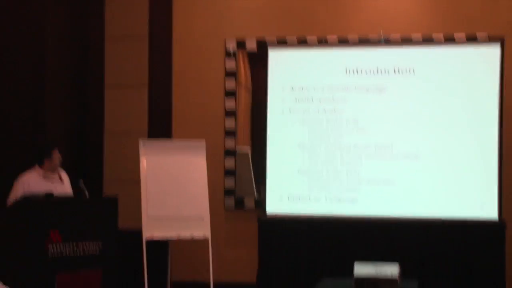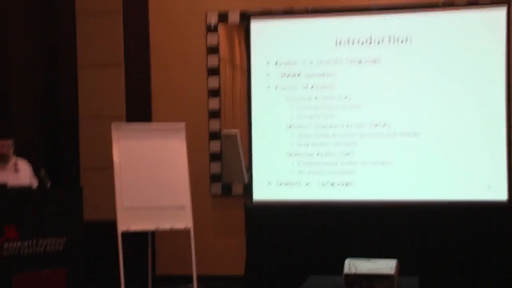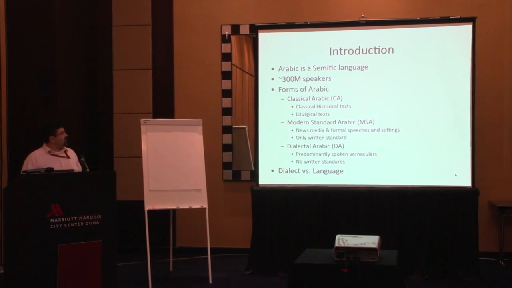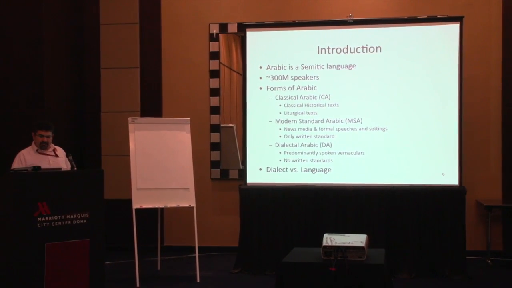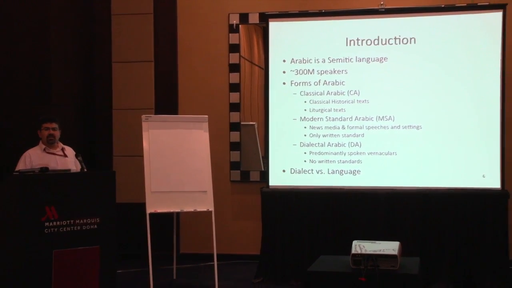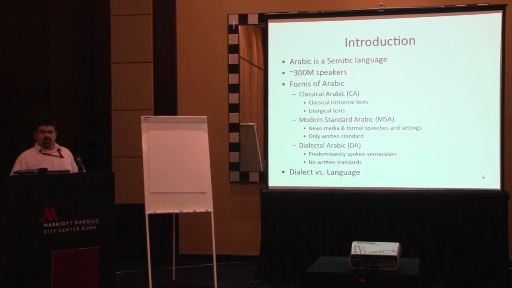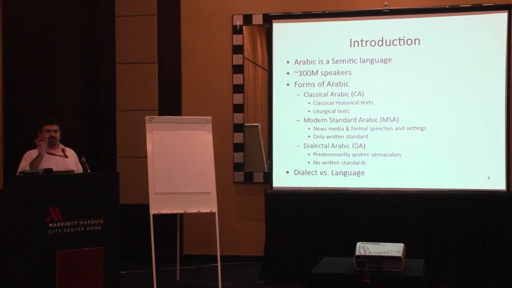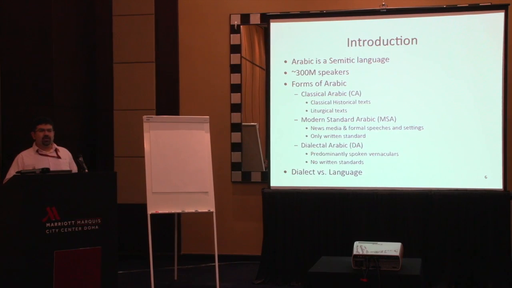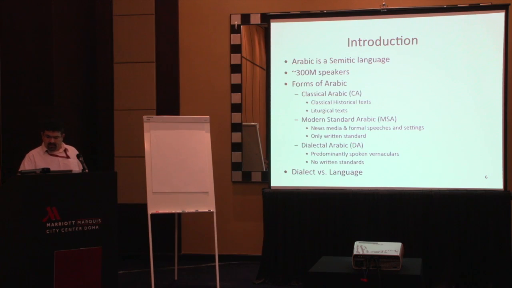So Arabic is a Semitic language. It's about 300 million speakers. It's one of the 6 languages of the UN, and it has multiple forms that you typically find classifications of. So people talk about classical Arabic, which is mostly historical texts and religious texts. And then we have Modern Standard Arabic, or MSA, so I'll be using that short term a lot throughout the tutorial. This is the official language of the different countries in the Arab world, and it's the language of the news, media, and formal speeches. And it's the only form of Arabic that has a written standard associated with it.